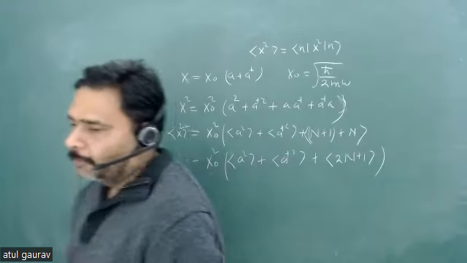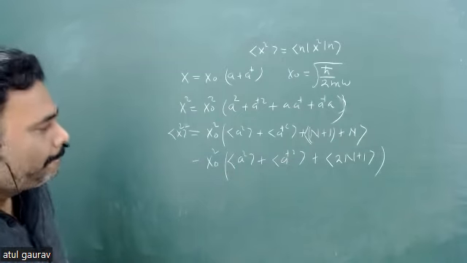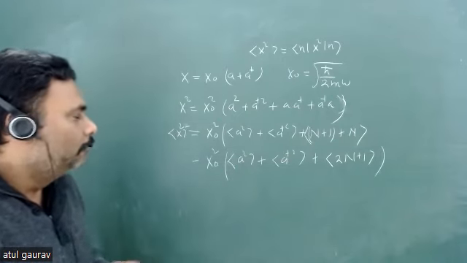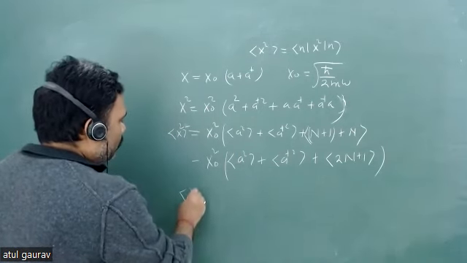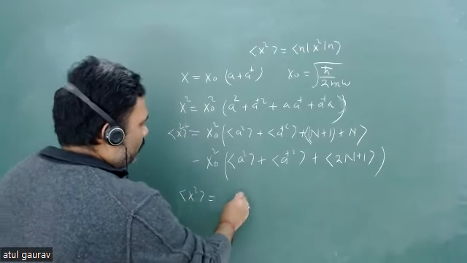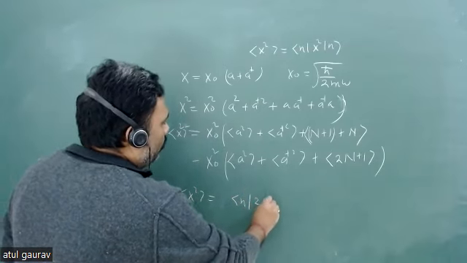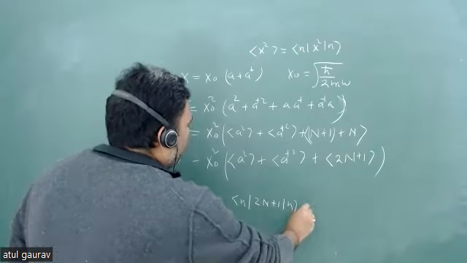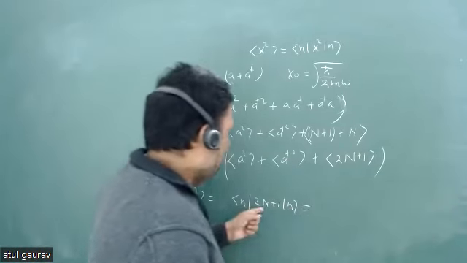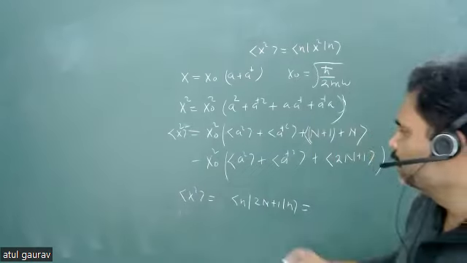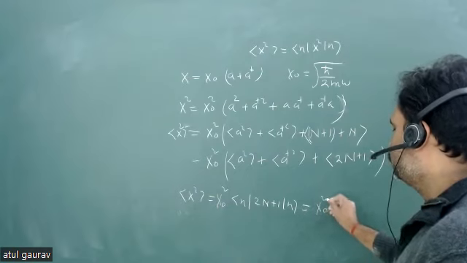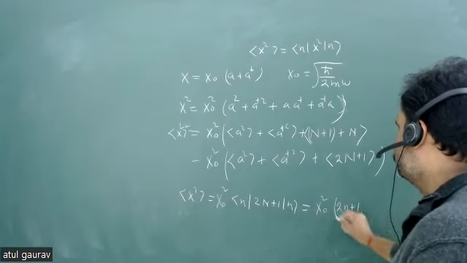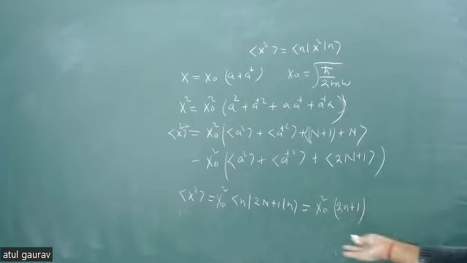So what will happen to the expectation value of A squared? 0. What will happen to the expectation value of A dagger squared? 0. Now the expectation value of x squared is x naught squared times (2n plus 1), and n will operate on n. So this value is equal to x naught squared (2n plus 1). So you can easily get this particular thing.